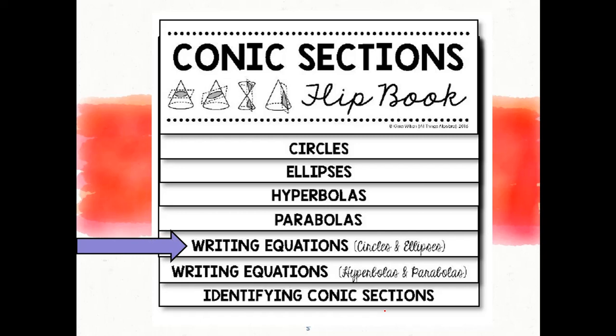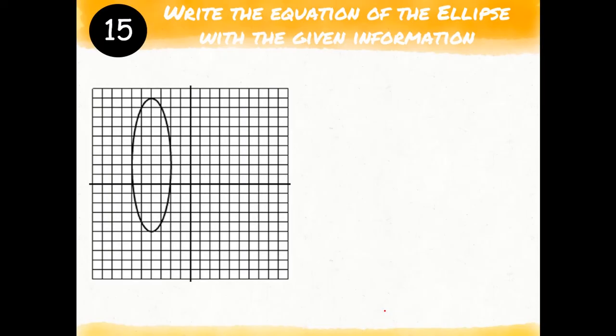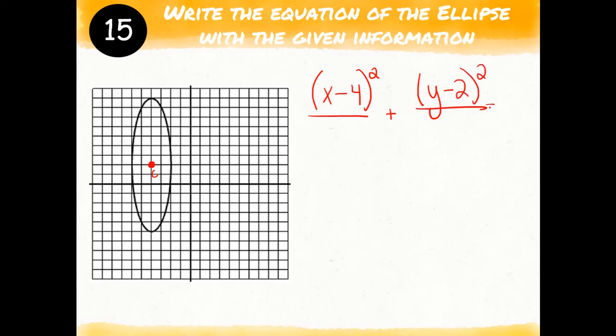Now, let's talk about writing equations of ellipses. So go to the writing equations, circles, and ellipses tab of your foldable. So I have this beautiful graph here. Let's first find the center of this ellipse. Looks like it would be right here, right? That kind of looks like the center. So if I start writing my equation here, I'm going to get (x minus 4) squared, I don't know what's over, plus (y minus 2) squared, over something, equals 1.